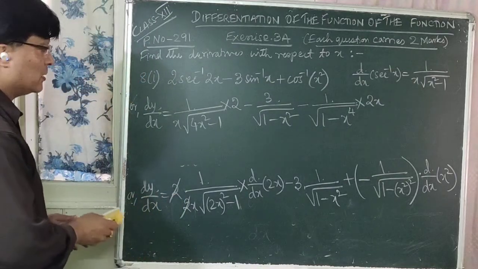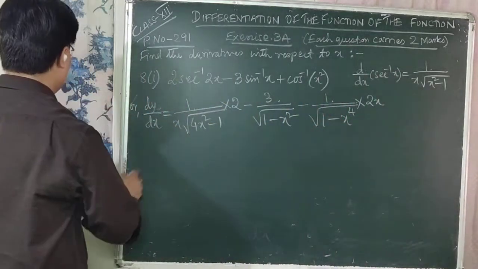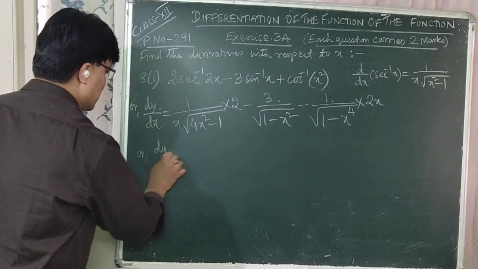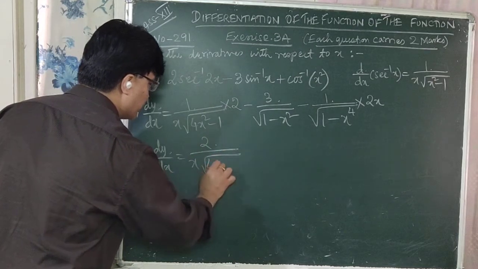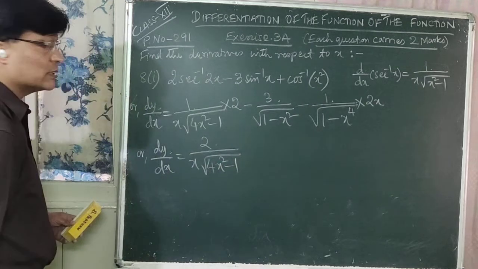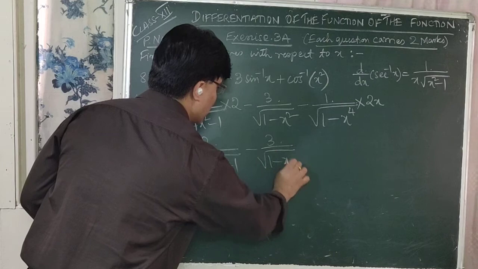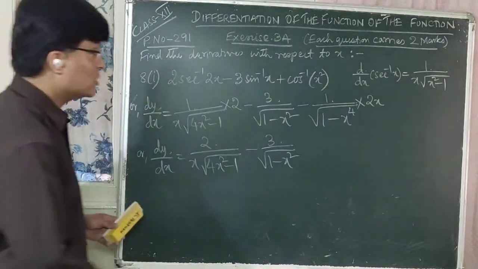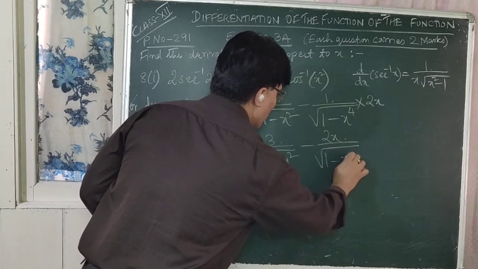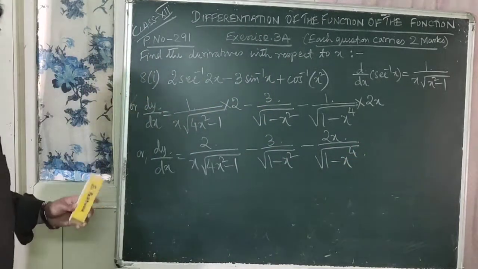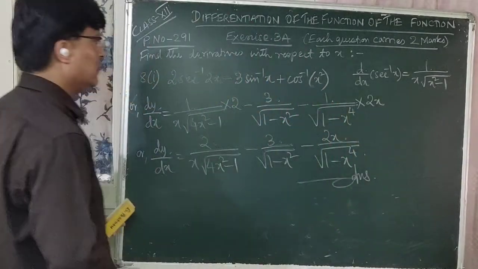So now next, let us simplify it further. So our dy by dx is equal to 2 by x root over 4x square minus 1. This is the first term. Then minus 3 upon root over 1 minus x squared, minus, what is the last term here? 1 into 2x is 2x divided by root over 1 minus x to the power 4. So this is the final answer. Okay, so you can copy it.